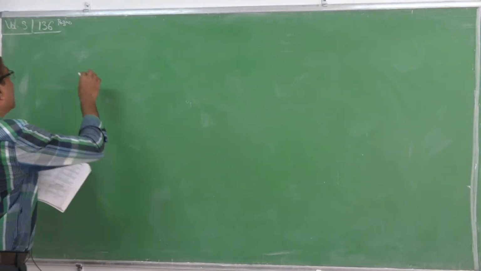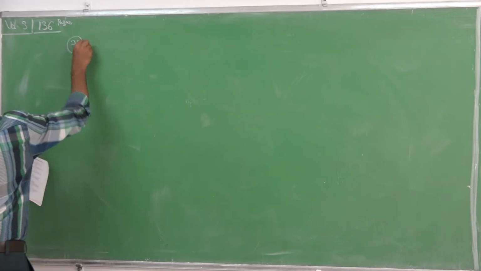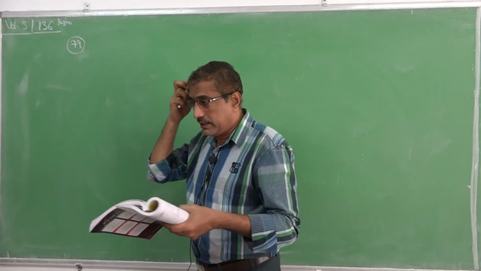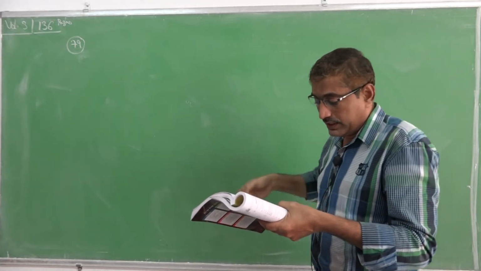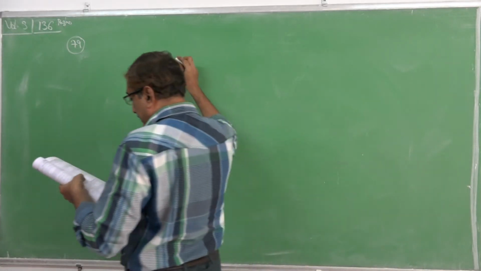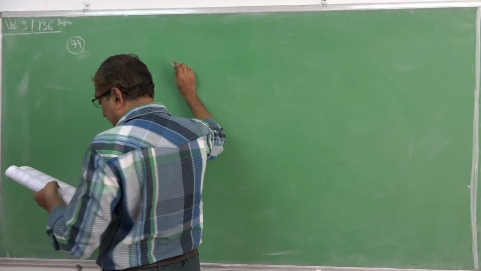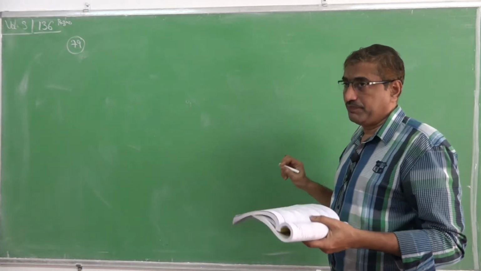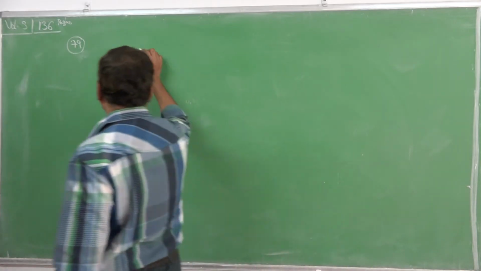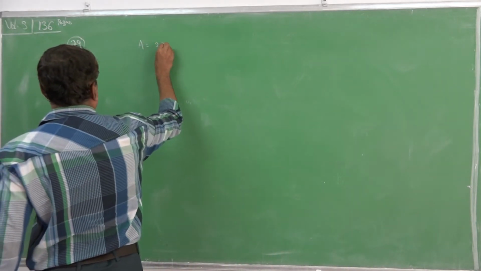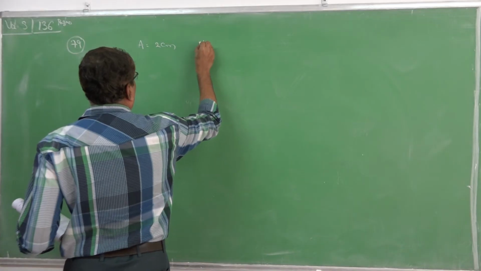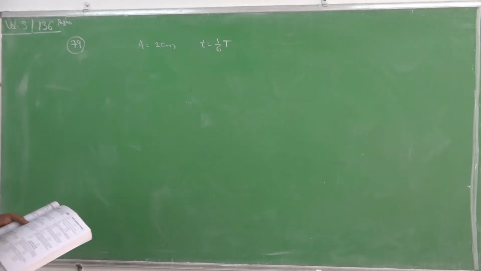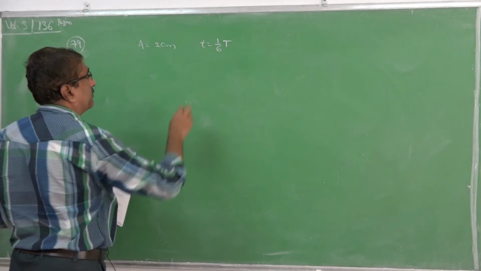Next, 79. The amplitude of oscillation of a particle that executes simple harmonic motion is 2 centimeter. Its displacement from its mean position in a time equal to 1/6 of its time period is. Now given the amplitude of the oscillation is 2 centimeter and small t as 1/6 of time period capital T. Now we have to find the displacement of this particular particle.